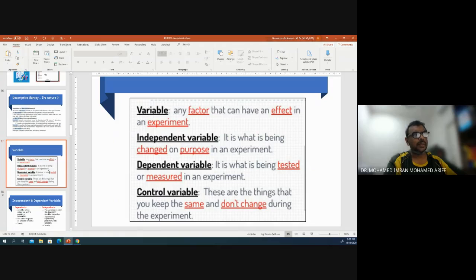Independent is a variable that is being changed on purpose. Dependent is what is being tested or measured. So we are looking at losing weight. We want to find out which of these variables contribute most to losing weight. So losing weight is a dependent variable because it depends on our independent variables, which are exercising, fasting, and so on.